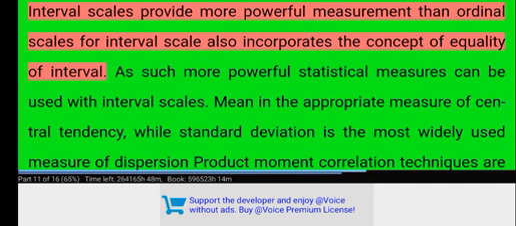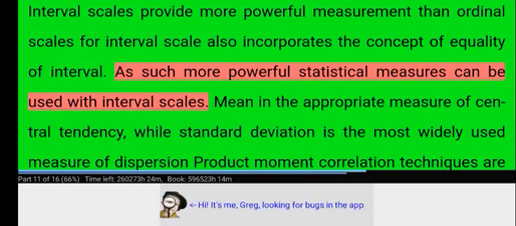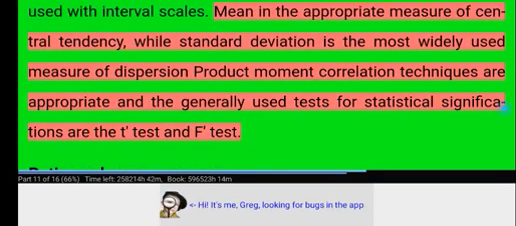Interval scales provide more powerful measurement than ordinal scales, for interval scale also incorporates the concept of equality of interval. As such, more powerful statistical measures can be used with interval scales. Mean is the appropriate measure of central tendency, while standard deviation is the most widely used measure of dispersion. Product moment correlation techniques are appropriate, and the generally used tests for statistical significance are the t test and F test.